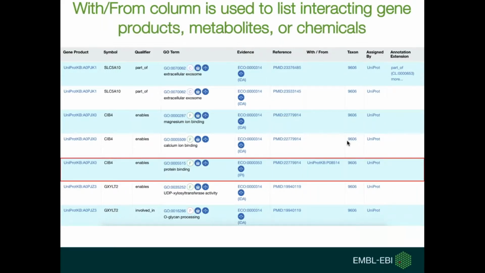The With/From column is actually really specific to the evidence codes IPI and IGI, so physical interaction and genetic interaction. It allows us to list the interacting gene product, or if a gene product is interacting with a metabolite or an ion or a drug in particular, we can use the proper identifier in the With/From. So when people read the annotation that CYP4 has protein binding with the UniProt identifier P08514.